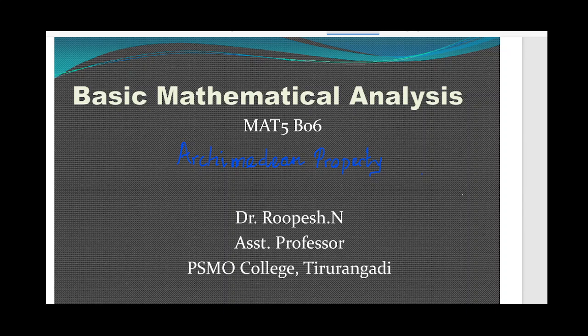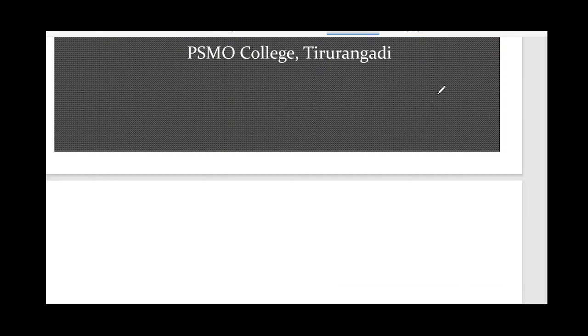Today we will discuss the Archimedean property. Let us see what we mean by the Archimedean property. Refer to your textbook, number 2.4.3. Archimedean property. It says that if a real number is given, we can find a natural number which is greater than that given real number.